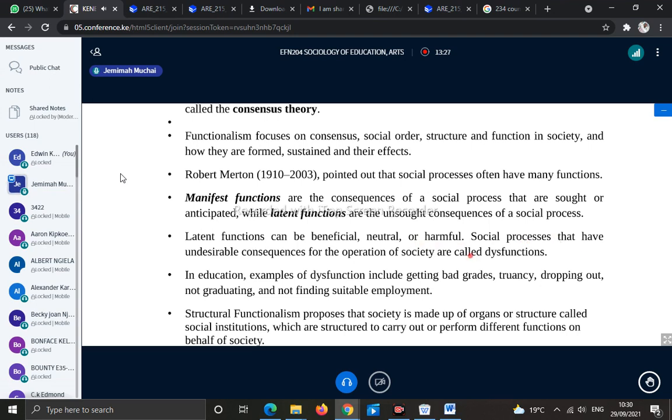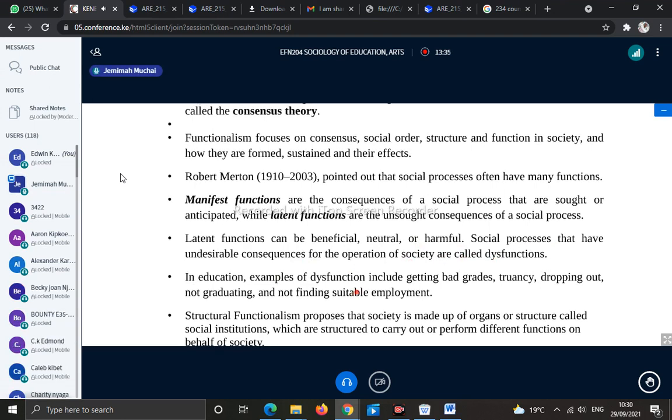Social processes that have undesirable consequences for the operation of society are called dysfunctions. In education, for example, dysfunctions include getting bad grades, truancy, dropping out, not graduating, not finding suitable employment. So amongst these latent functions, you may decide you are not going to learn.